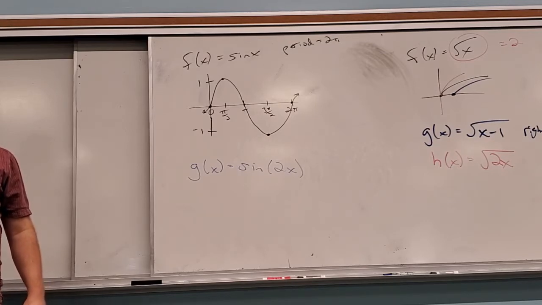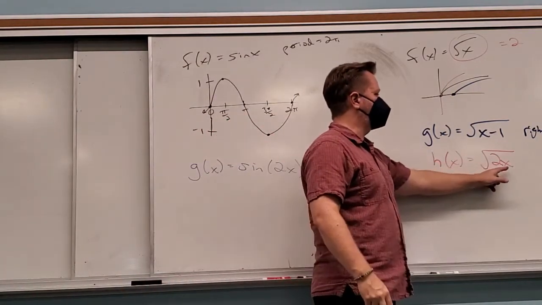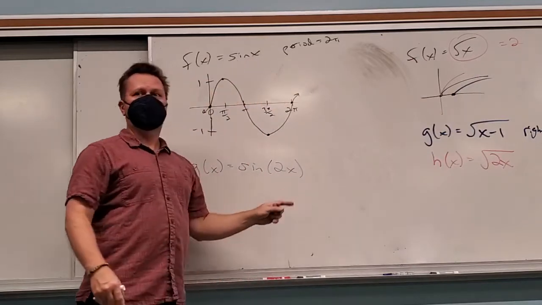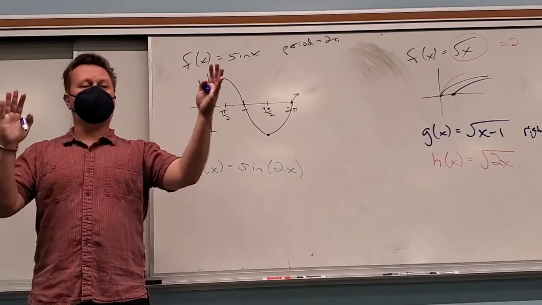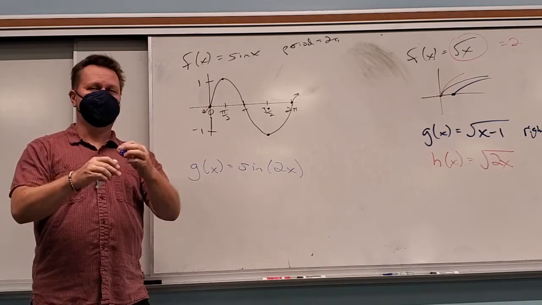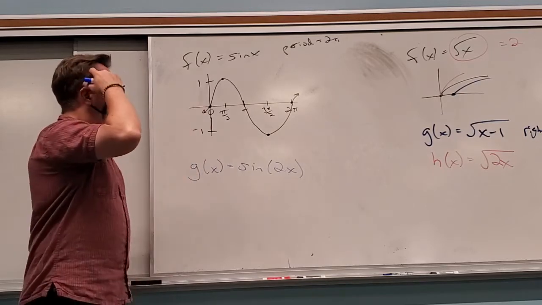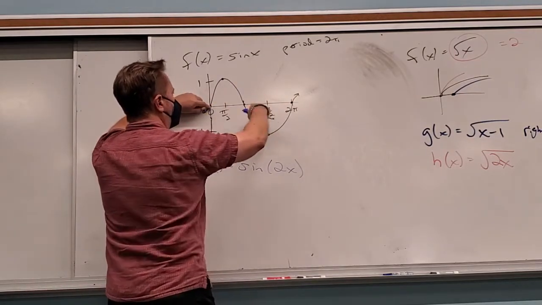Anybody else? What would it do? What did this do? I put a 2 in with the x. It smooshed it. So what is this going to do? Yeah, it's going to smoosh it. You can use the word smoosh, or compress, right? This is really cool. I want you to get this. So normally it takes 2 pi to complete a full cycle.